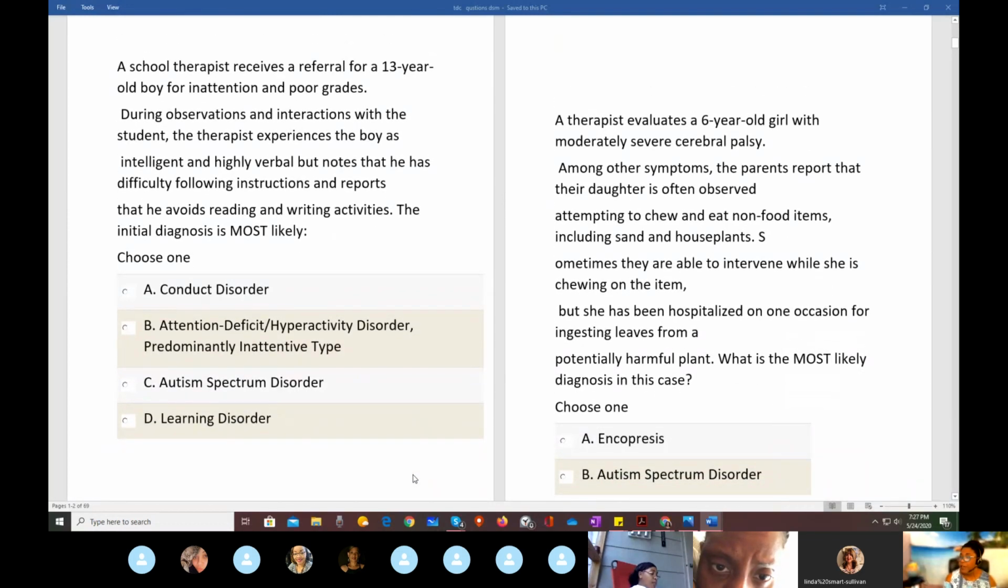A school therapist receives a referral for a 13-year-old boy for inattention and poor grades. During observation and interactions with the student, the therapist experiences the boy as intelligent and highly verbal, but notes he has difficulty following instructions. He avoids reading and writing activities. He's most likely diagnosed with what?